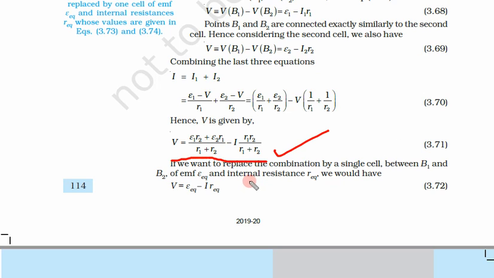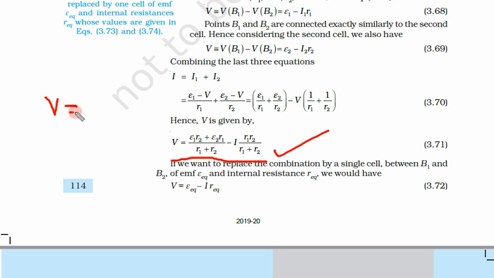So we have got this equation: V is equal to (epsilon 1 R2 plus epsilon 2 R1) upon (R1 plus R2), minus I R1 R2 upon (R1 plus R2). Now what we can do is replace this system of parallel batteries or parallel cells with a new cell, which is a single cell. So in that case, what would be the equation?